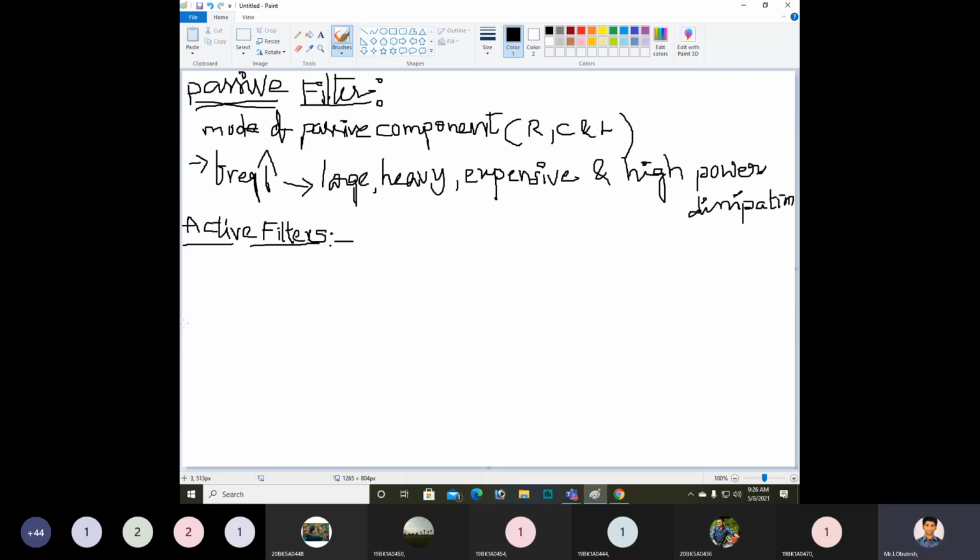Active filters overcome the problems of passive filters and use the op-amp as the active element.